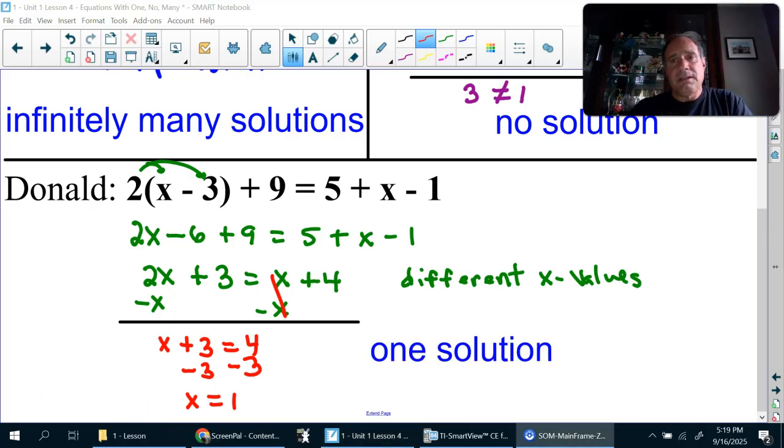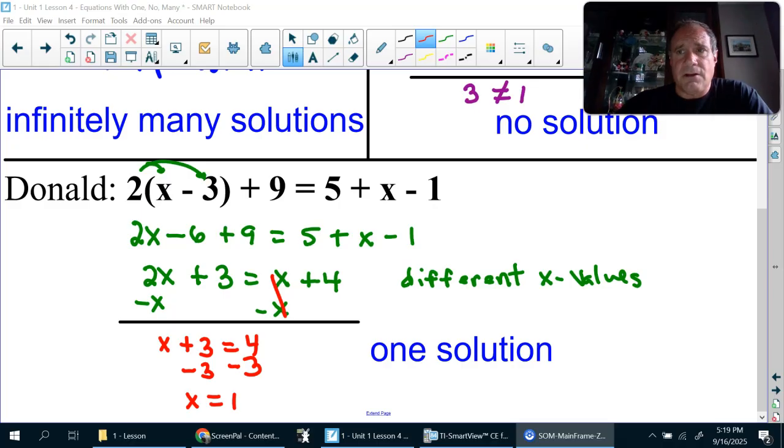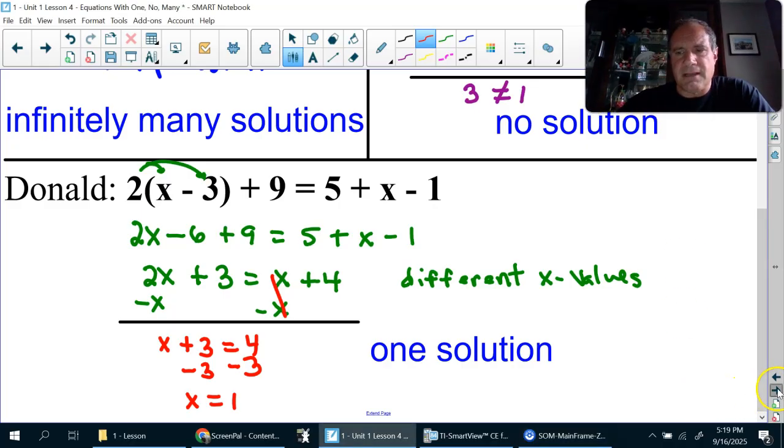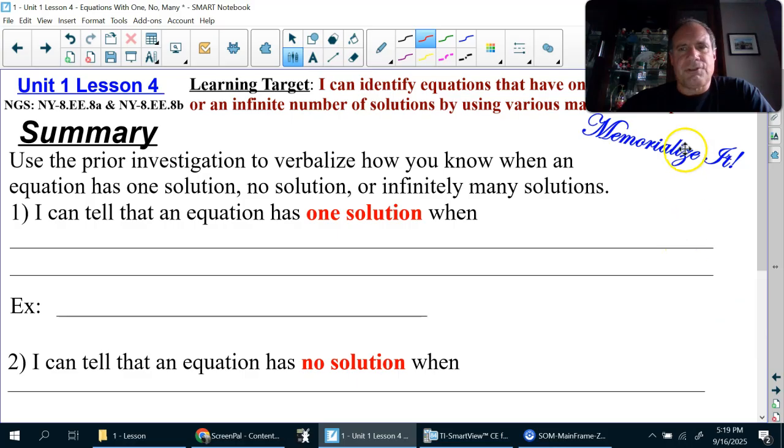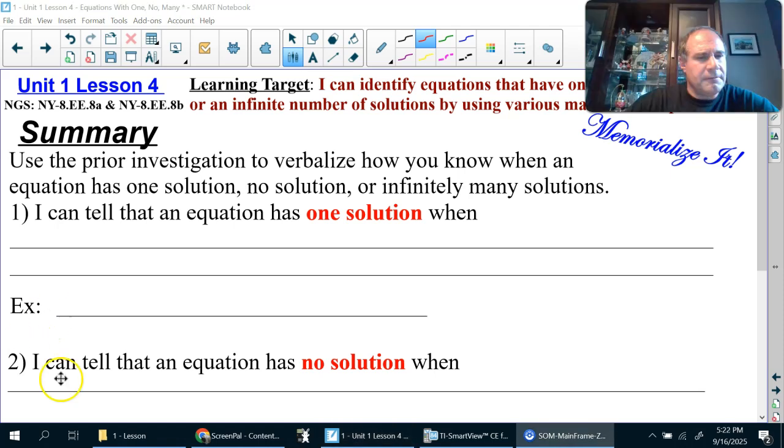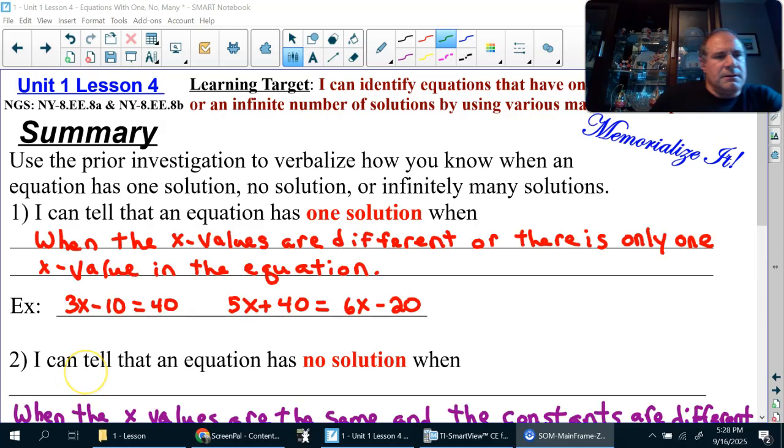And those are the different equations that we are working on in this lesson. All right, so summary, use prior investigation to verbalize how you know when an equation has one solution, no solutions, or infinitely many solutions. So fill this out based on what we've done to this point in the lesson. Okay, so when an equation has one solution, you could tell the x values are different, or there is only one x value in the equation.